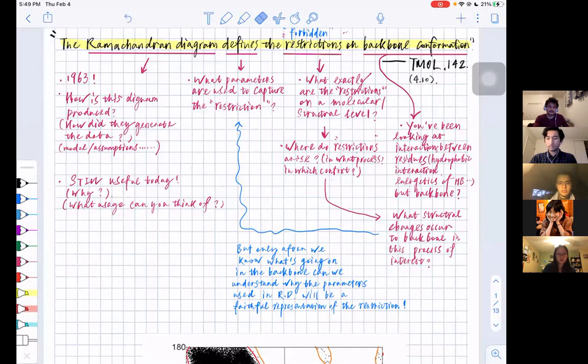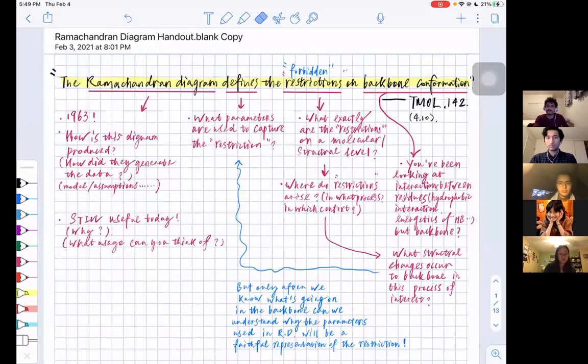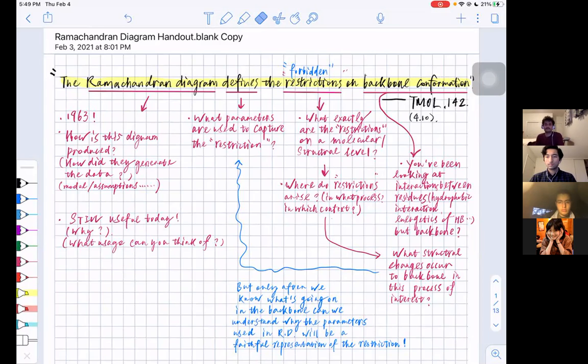Okay. So the central idea I want to talk about today can really be captured by the subtitle of your textbook, chapter 4.10, which is the Ramachandran diagram defines the restriction of backbone conformation. But let's expand the sentence a little bit by asking yourself a set of questions like, what parameter is this diagram using to capture the restriction on the backbone? And more specifically, on a molecular level, what does the restriction mean? And where does the restriction arise?